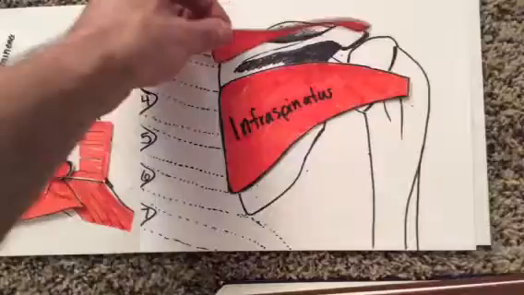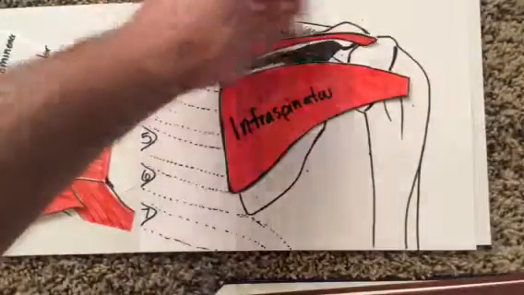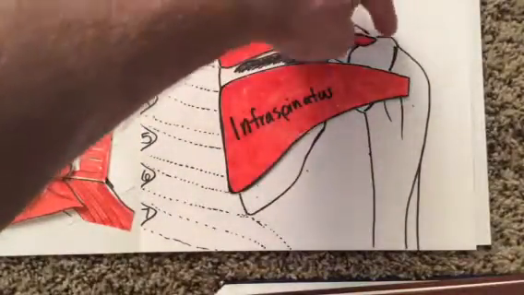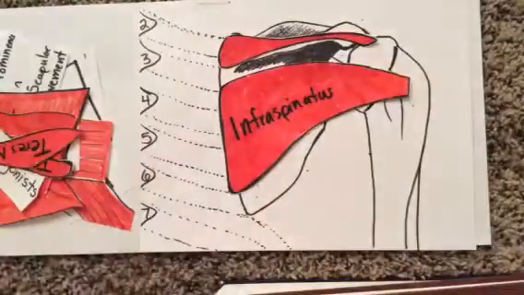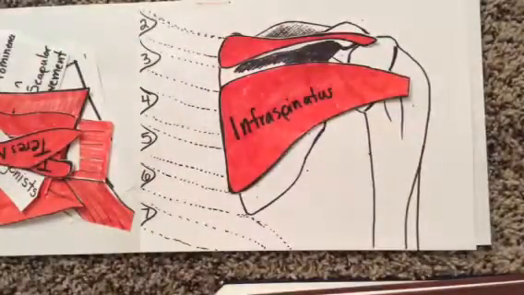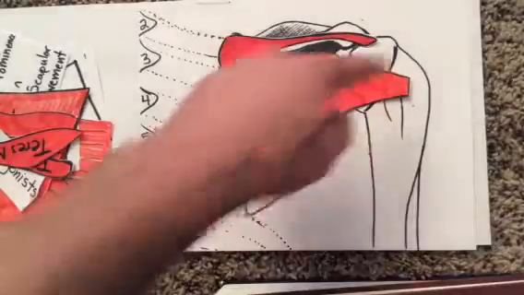Supraspinatus is right up here. And here's actually the greater tubercle. It's really more on the side, but you kind of get the idea. So that inserts on the greater tubercle, and this is lesser tubercle.